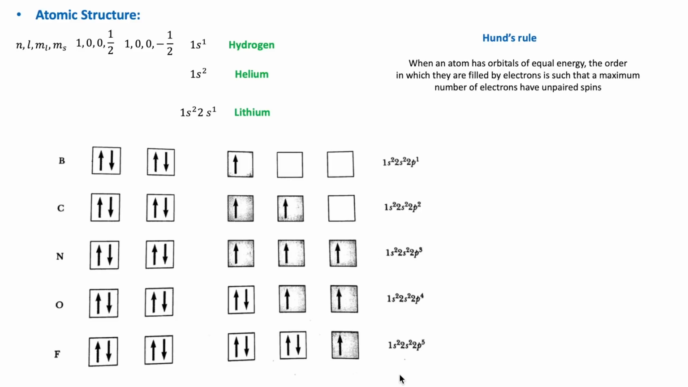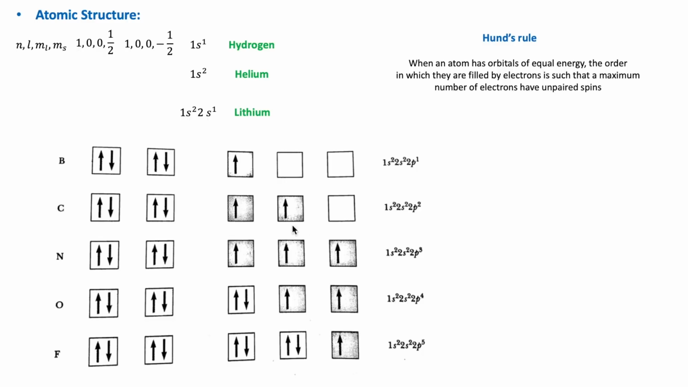And there are some exceptions to this rule in elements that have sublevels close to being filled or half-filled. And Hund's rule is due to the fact of the mutual electric repulsion of the electrons in an atom, okay? And because of this repulsion, the farther apart the electrons in an atom are, the lower the energy of the atom, okay?